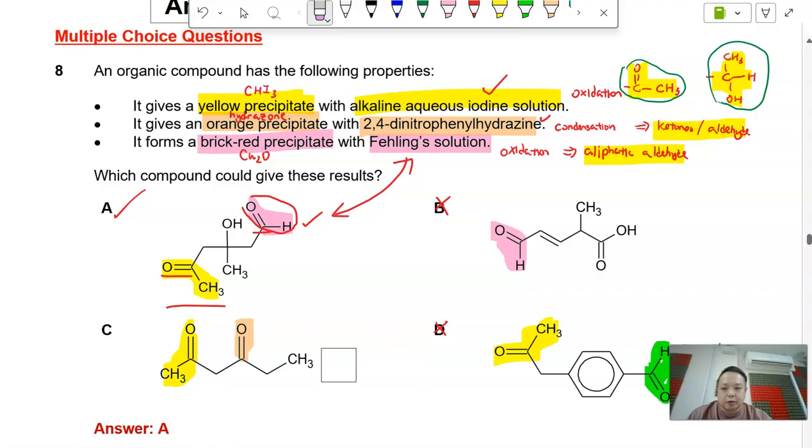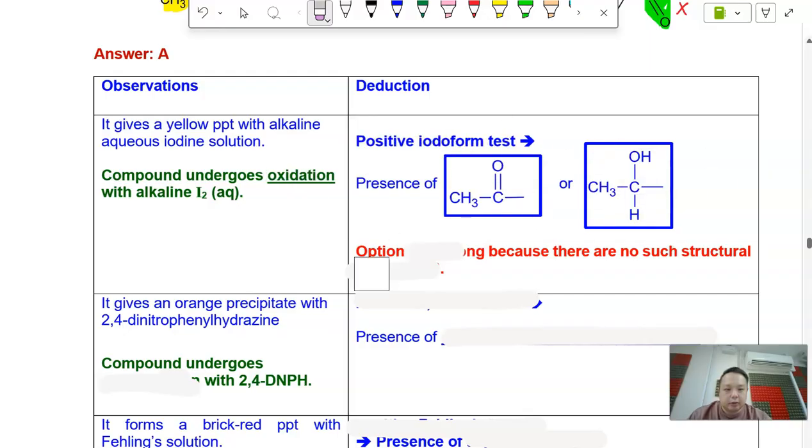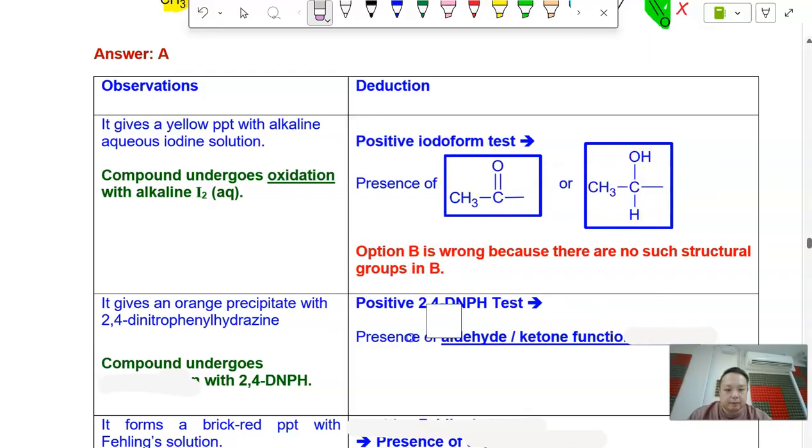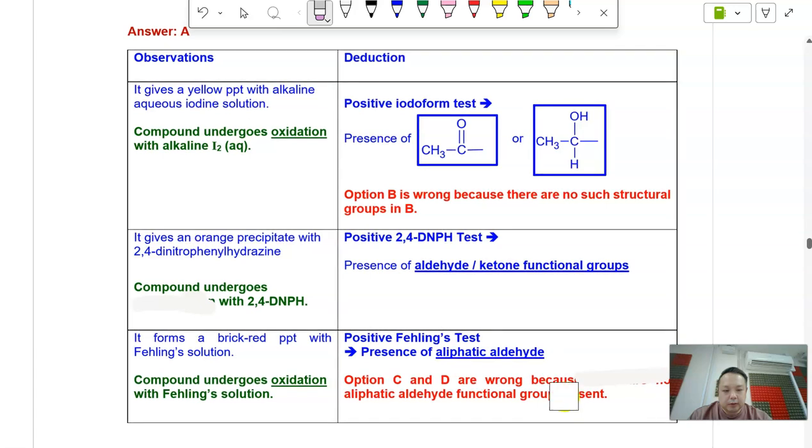Okay, so I'm going to scroll down to show you guys the detailed answer. Over here we solve via elimination. So we cancel away B first because B has no methyl ketone. And then subsequently cancel away C and D because C and D don't have any aliphatic aldehyde functional group. And therefore, it leaves the answer with A.